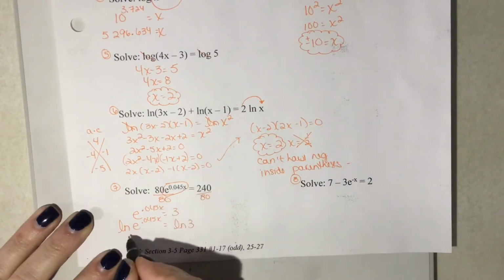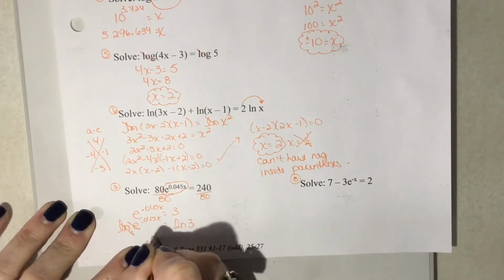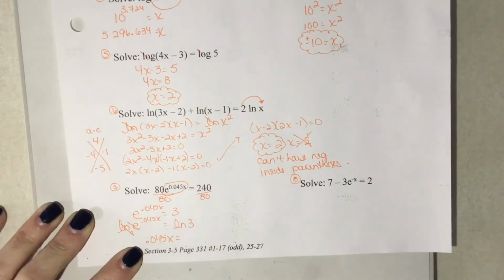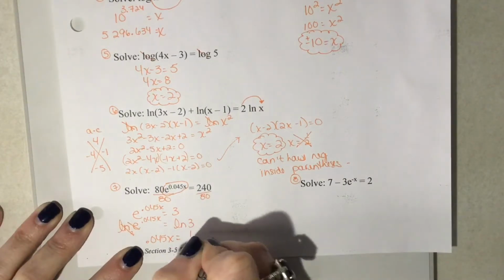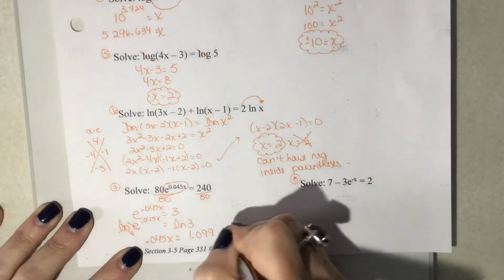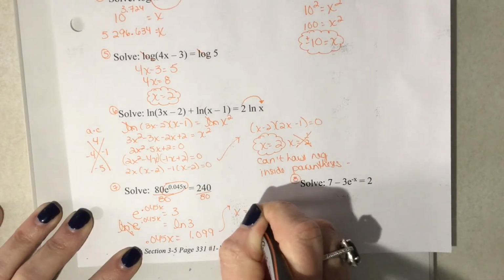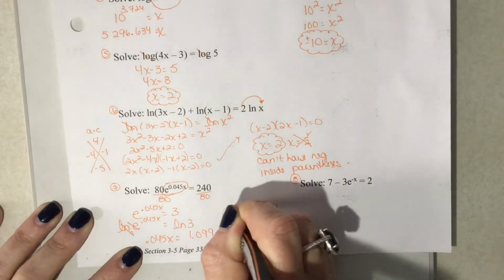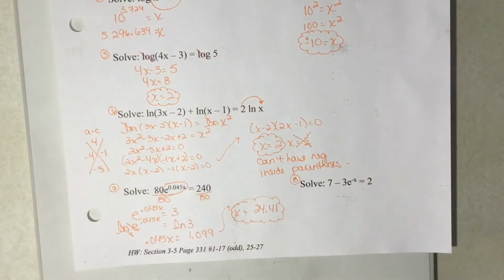They cross out, because what's my base down here? That crosses out, so I'm left with 0.045x equals, well, grab your calculator and tell me what's the natural log of 3. 1.099? Yeah. Does that sound good? Okay, solve for x. And since that's positive, that would keep that as positive, so we're all good.